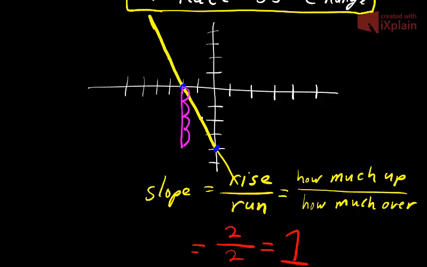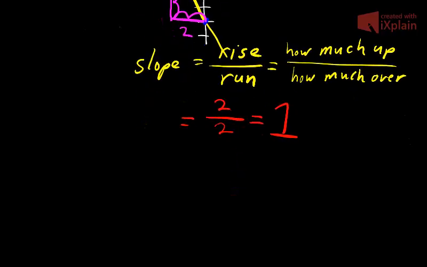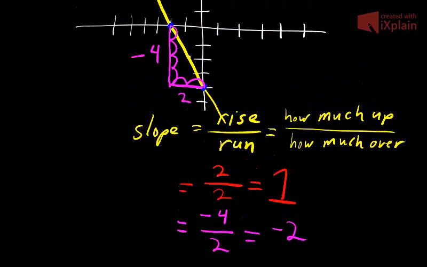And the run is going to be how much over it goes. If we look at that, it goes over 1, 2 spots right there. So our rise is going to be -4 because it's not going up, it's going down. And our run is going to be 2. So in this case, our slope is going to be equal to -4 over 2. If we do that division, we should end up with a -2. -4 divided by 2 is -2, which would be that slope right there.